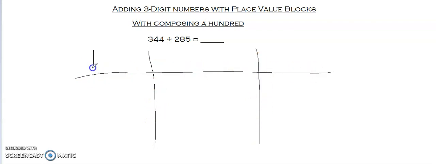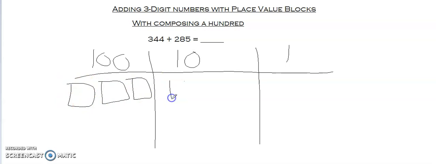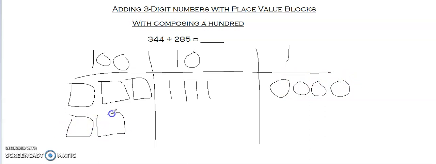The next example is if you need to compose 100. We're going to start off the same way. Hundreds, tens, ones. 344 has 3 hundreds, 4 tens, and 4 ones. 285 has 2 hundreds, 8 tens, and 5 ones.